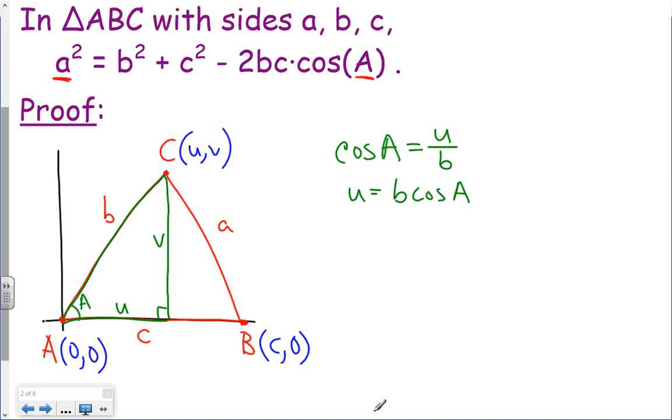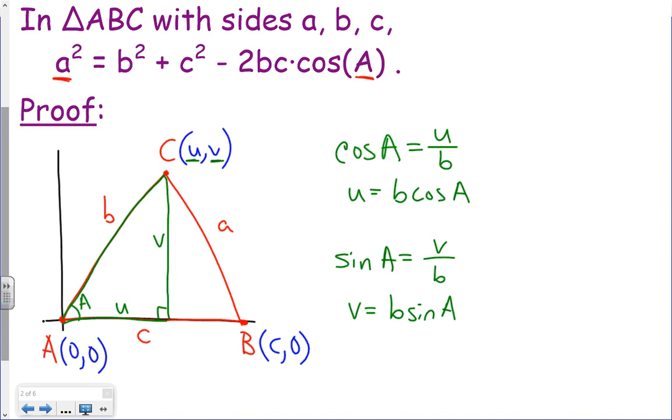So that's this coordinate right here. I know what its coordinates are in terms of B and A. That's critical for me, that I can get it in terms of one of my sides and an angle. Do the same thing for V, but we're going to use sine. The sine of A is going to be equal to V over B. So I can solve for V. V is equal to B sine of A. So again, that tells me what the vertical component, the y value there, is equal to for point C.